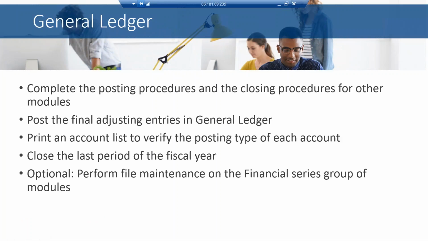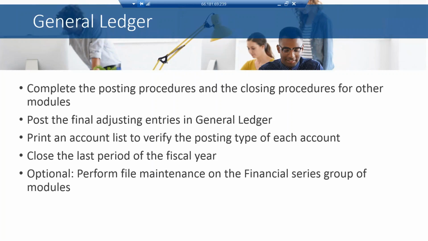The next thing that I'm going to recommend is that you then print an account list to verify the posting type of each account. For any of you that have set up general ledger accounts in your chart of accounts, you know that an account can be set up as a balance sheet account or as a profit and loss account. If it's set up as a balance sheet account, when you close your year, it rolls forward the balance in that account. If it's set up as a profit and loss account, then it actually zeroes that balance and sends it to retained earnings.